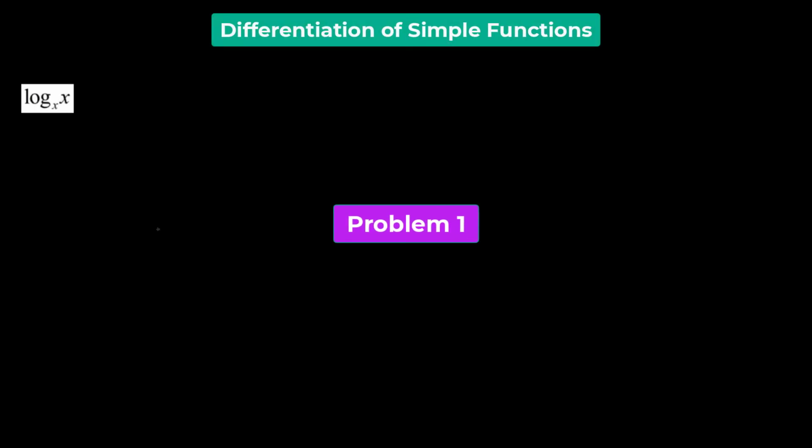So here we have the function log of x with respect to the base x. So we need to differentiate it with respect to x. That means we need to find d/dx of log of x. First, what we are going to do is convert log of x to the base x to the natural log.